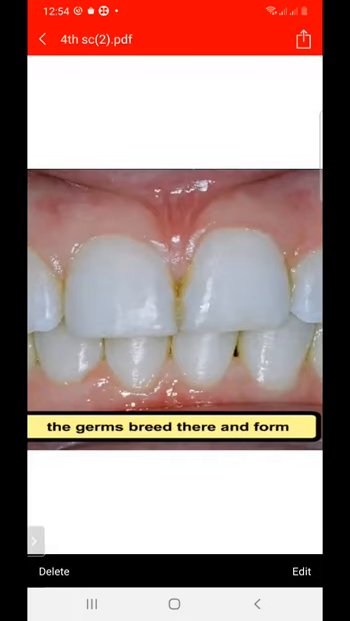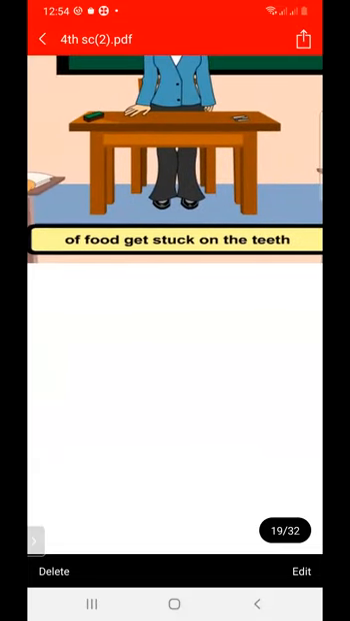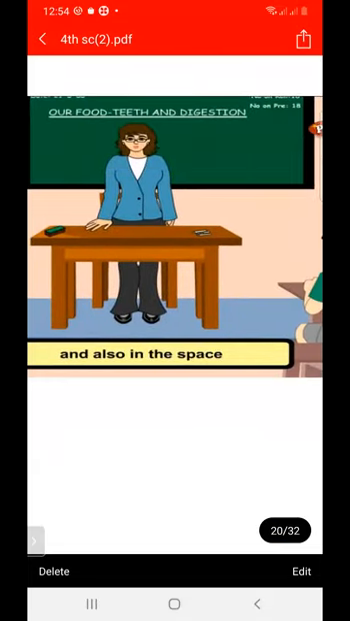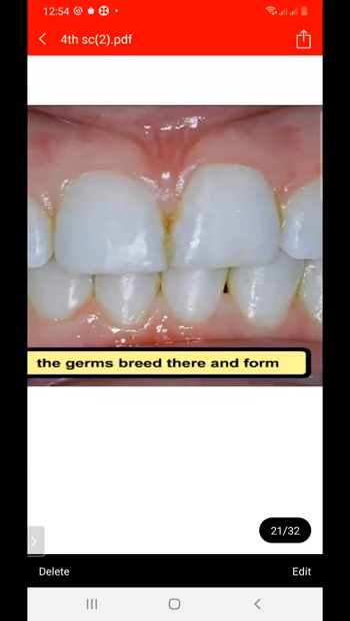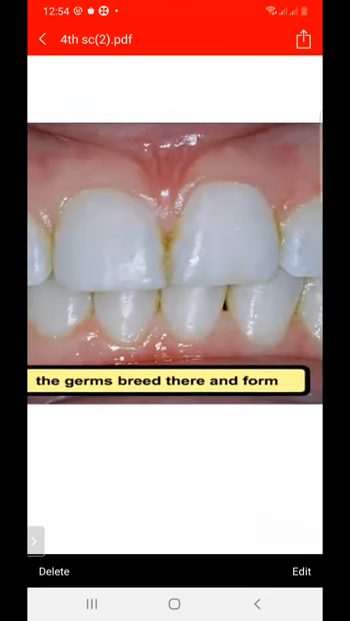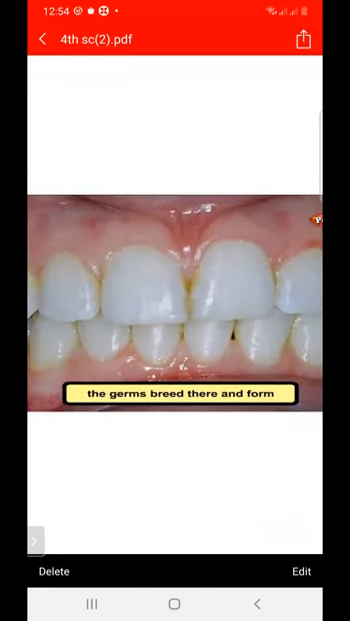So you have to remember, when we eat food, the small particles get stuck to the teeth and also in the spaces, and the germs breed there and form a covering, as shown in the figure.